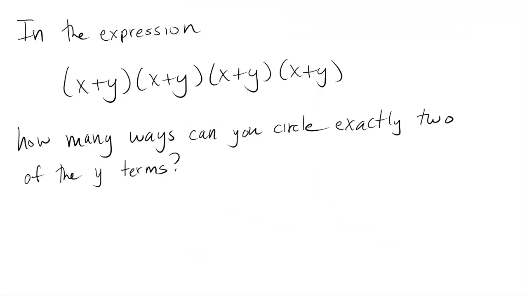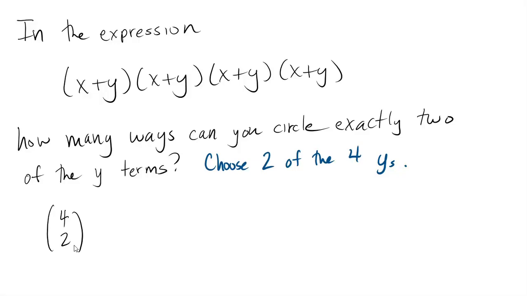In the expression (x + y)(x + y)(x + y)(x + y), how many ways can you circle exactly 2 of the y terms? In other words, how many different ways can we choose 2 of the 4 y's? If we need to choose 2 out of 4 objects, that should be 4 choose 2. Now 4 choose 2 is easy to do by hand. It's 4 factorial over 2 factorial times 2 factorial.